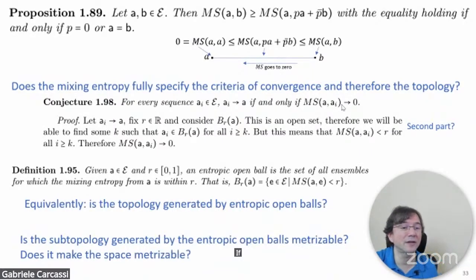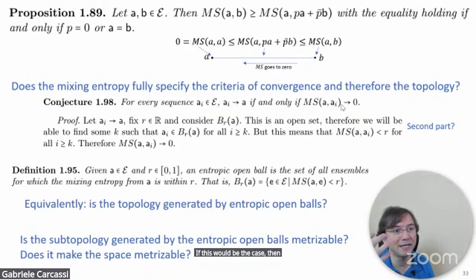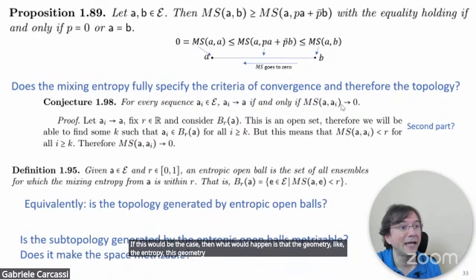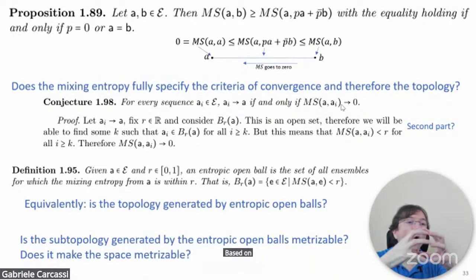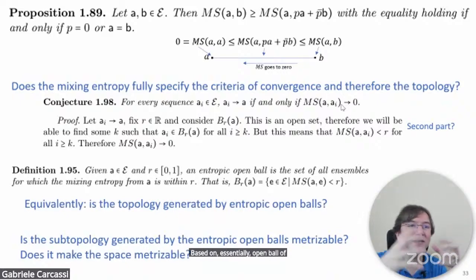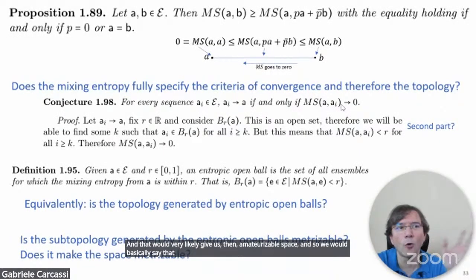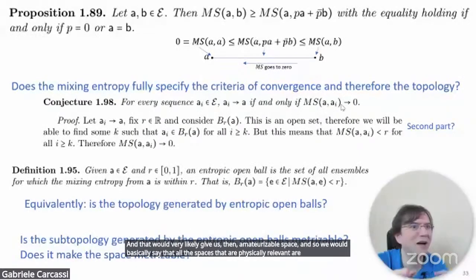If this would be the case, then what would happen is that this geometry defined by the entropy also defines the topology, based on essentially open balls of entropic distance from different points. And that would very likely give us then a metrizable space. And so we would basically say that all the spaces that are physically relevant are metrizable, and the metric is essentially derivable from the entropy.